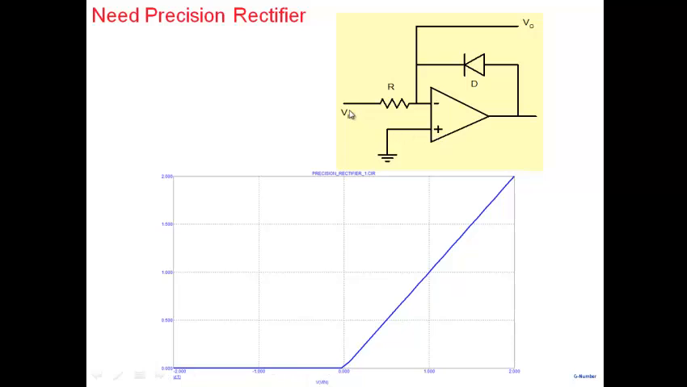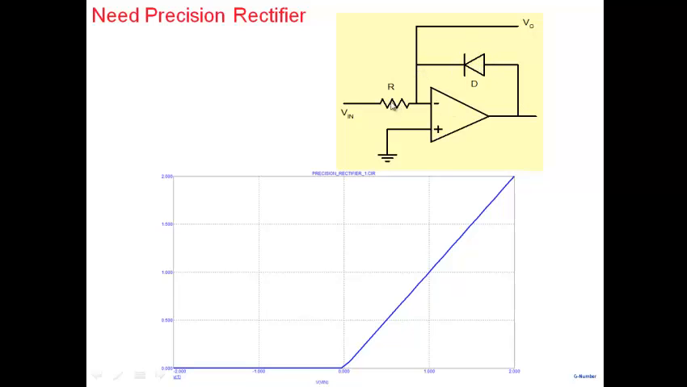Now the moment Vin becomes a little bit positive, note that the current is now going into the op-amp here. Because the current is going in, it cannot flow through the diode, so the diode is open circuit. And because the diode is open circuit, we don't have any feedback loop here. So the feedback loop is not present, and therefore you can remove this particular part of the circuit.